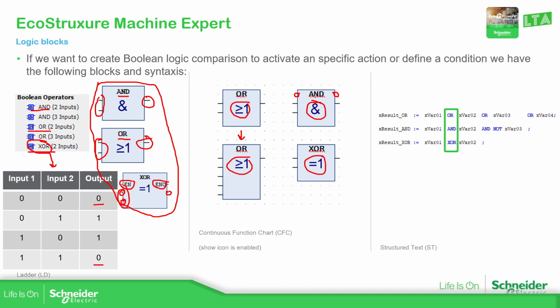Here, instead of using function blocks, we just need to use the syntax AND, OR and XOR in order to see the values that you can see over here. And instead of the inputs and multiple inputs, we just put everything in additional lines. And if you want to negate one of the inputs, we just need to use the not. Okay, so that's the idea.